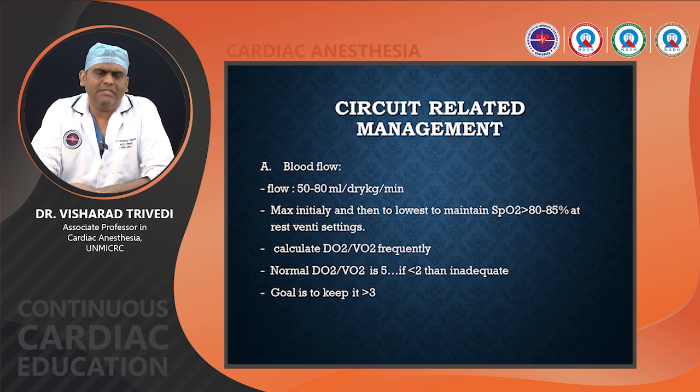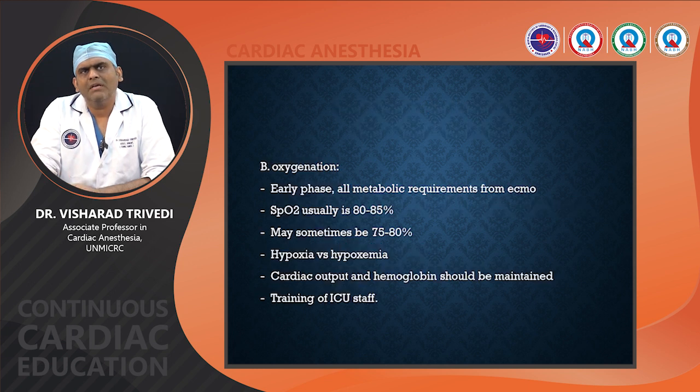Then you have to calculate the delivery of oxygen and oxygen uptake very frequently, and you have to calculate the ratio as well. If the ratio is less than 2, then it is inadequate. Then you have to increase the oxygen delivery by increasing the hematocrit or by increasing the ECMO flow. Our goal is to keep the ratio more than 3.